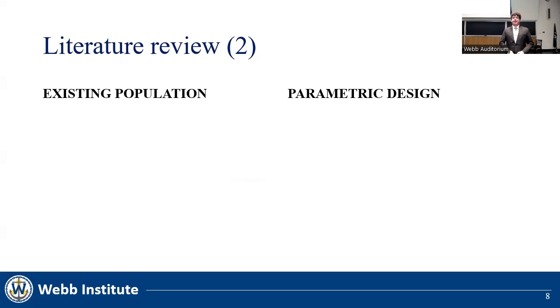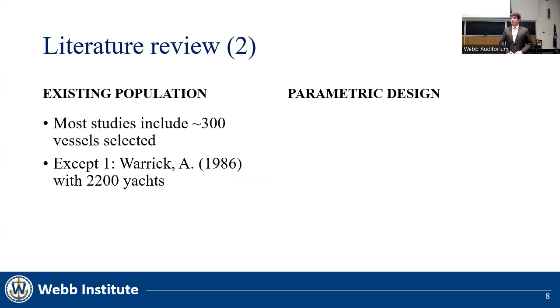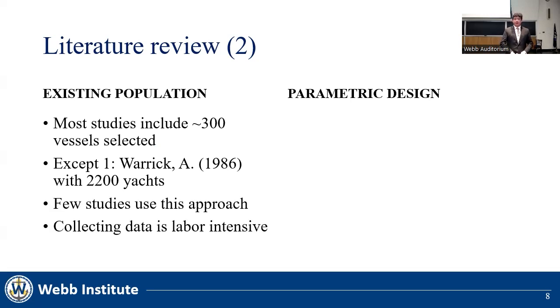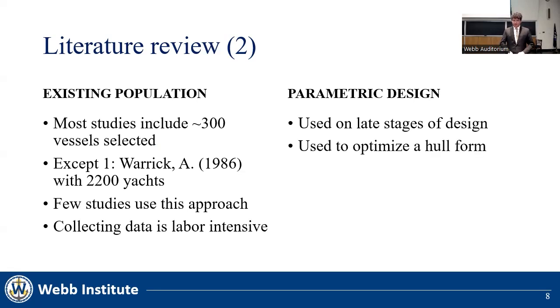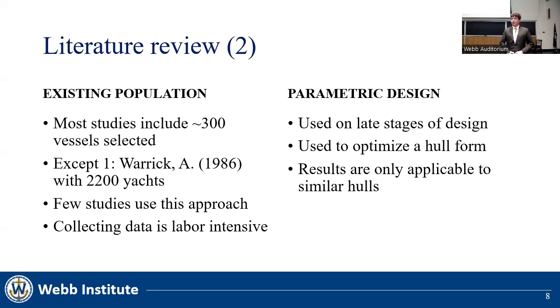Most studies that analyze a population of vessels included roughly 300 vessels, except for one study, which included 2,200 vessels. The issue is that very few studies use this approach because of how labor-intensive it is to collect all this data. Parametric design is a tool that is often used in the late stage of design in order to optimize the whole. The issue with this is that the results are only applicable for vessels with very similar hulls, and of course, you can't analyze design trends.